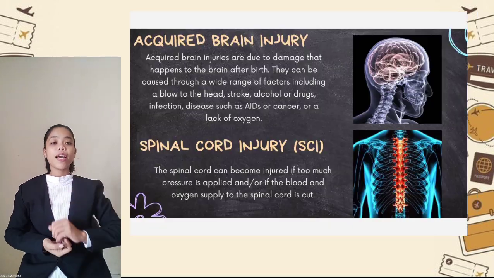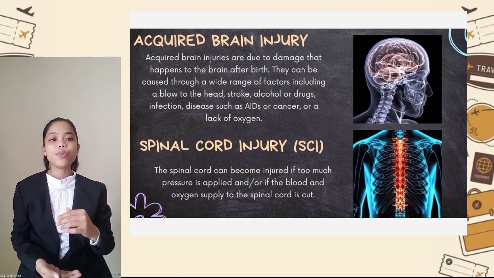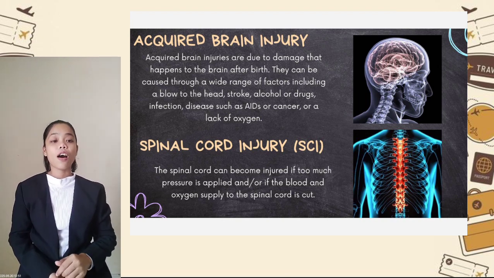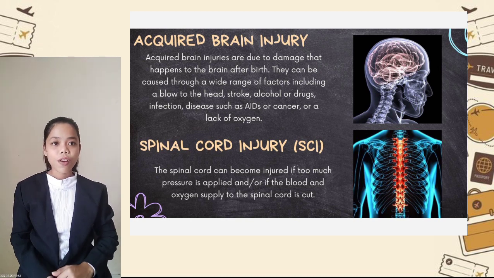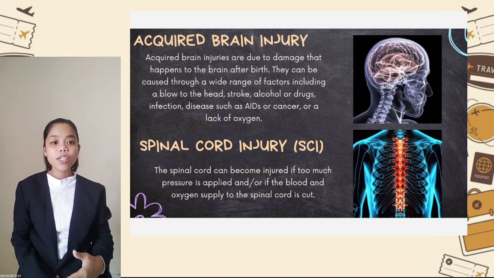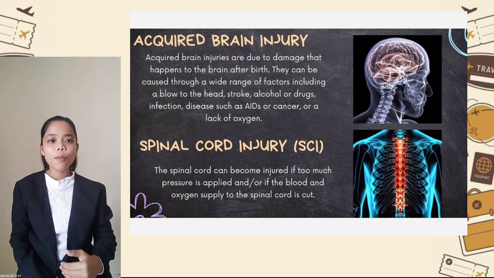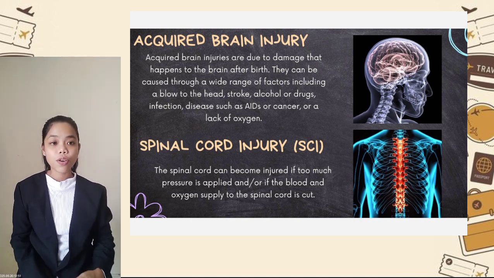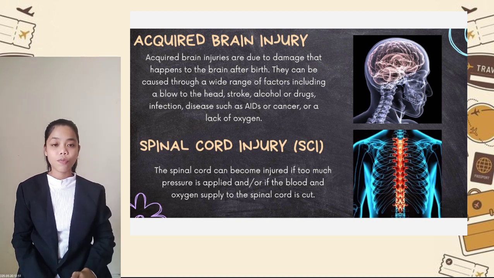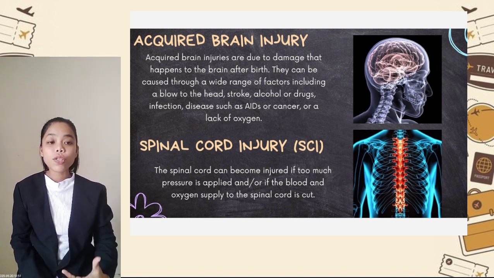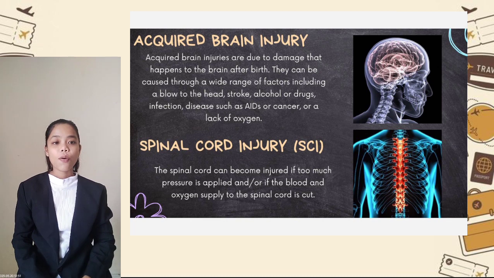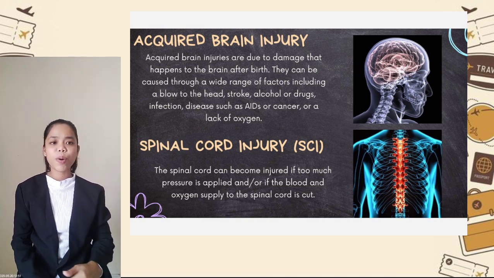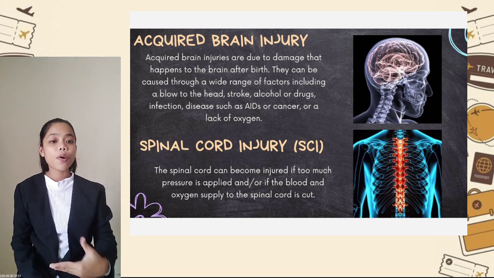So we have here the first, the acquired brain injury. So acquired brain injuries are due to damage that happens to the brain after birth. So they can be caused through a wide range of factors, including a blow to the head, stroke, alcohol or drugs, infections, disease such as AIDS or cancer, or a lack of oxygen. So it is common for many people with a brain injury to have trouble processing information, planning and solving problems. So they may also experience changes to their behavior and personality, physical and sensory abilities, or thinking and learning. So the effects of brain injuries and the disabilities they cause can be temporary or permanent.